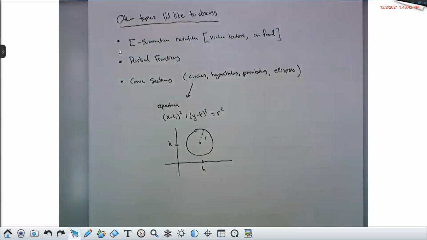Partial fractions, no longer taught at Santa Fe in the pre-calculus class, but other institutions, if you transfer, will assume that you learned this. So I strongly recommend after the final, when you've got space in your brain, go ahead and watch a video or two on partial fractions. It's very, very cool. It's a way of splitting big fractions up into littler fractions.